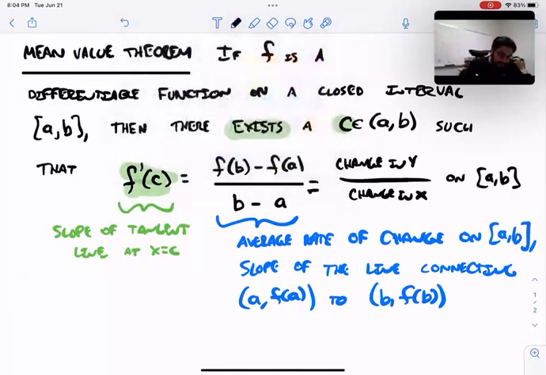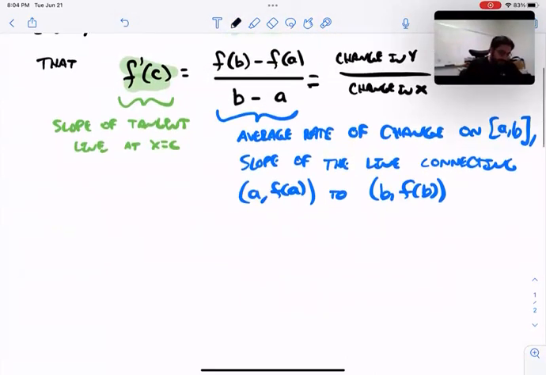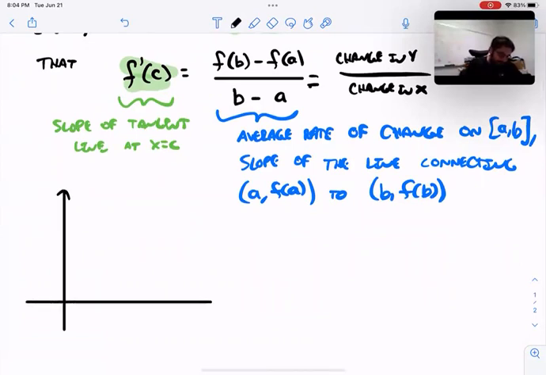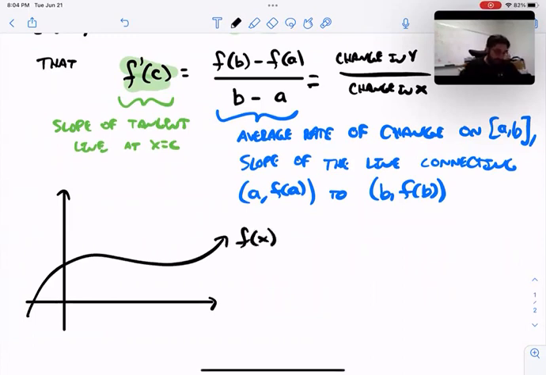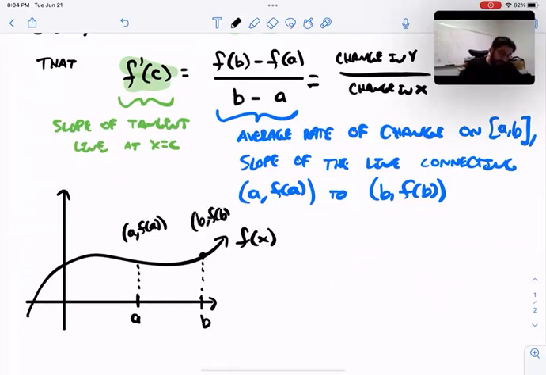So to see this in a graph briefly, what do we have? We have our function, some sort of graph, f of x. And then I have some point a. Here's the point (a, f of a) on our graph. And then we have some point b. This would be my point (b, f of b).